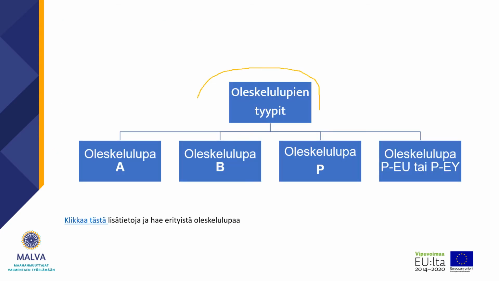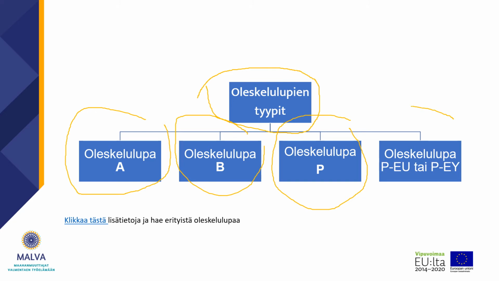So to summarize the types of residence permit, there are 4: residence permit A, residence permit B, residence permit P, which is the permanent one, and residence permit PEU or PEY. Once you get a residence card, based on your circumstances and application, you will get one of these letters on your residence permit. For more information, you can click on this link in this presentation, and you can get detailed information for each of these oleskeluluvat.